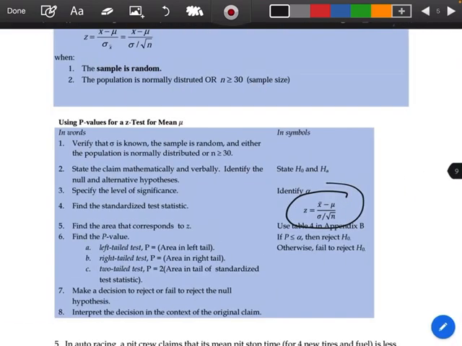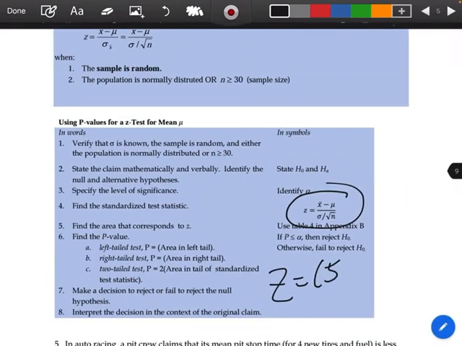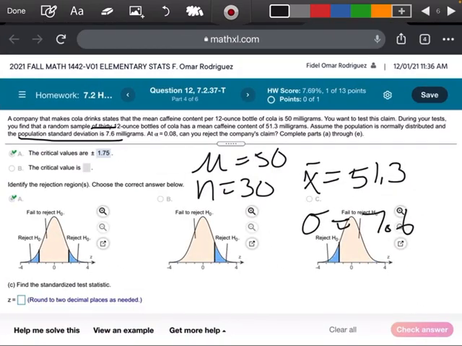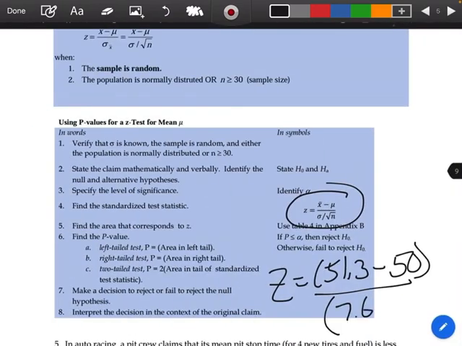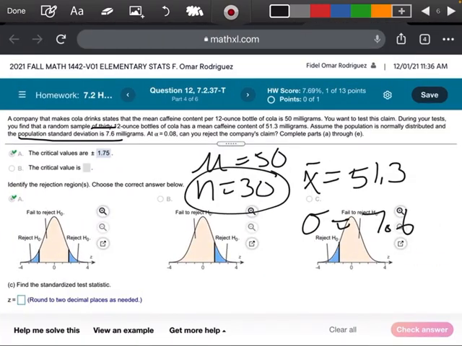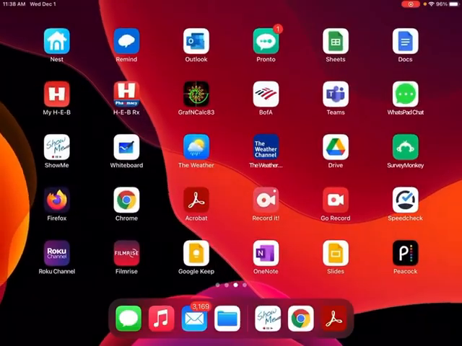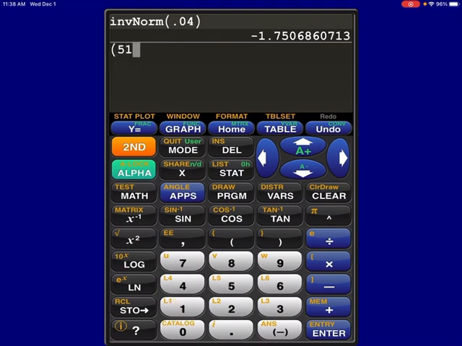Okay, so now that I have those pieces of info, y'all, I can come back and use this formula. So look, we're going to go z equals, what was our x bar? 51.3. So I'm going to put this in parentheses, minus my mu, which we knew was 50, and then divided by sigma, which was 7.6, divided by the square root of n, and n in this case was 30. So we'll go like this. I'm going to enter this piece, y'all, in my calculator exactly as I see it. So let me grab my calculator real quick.